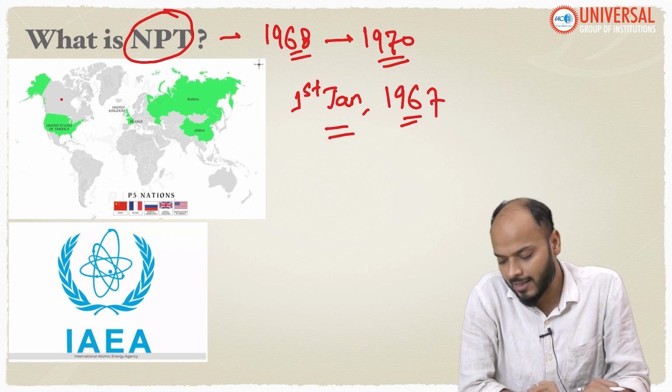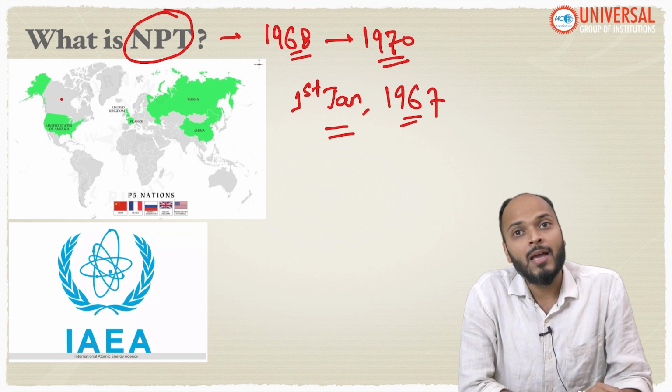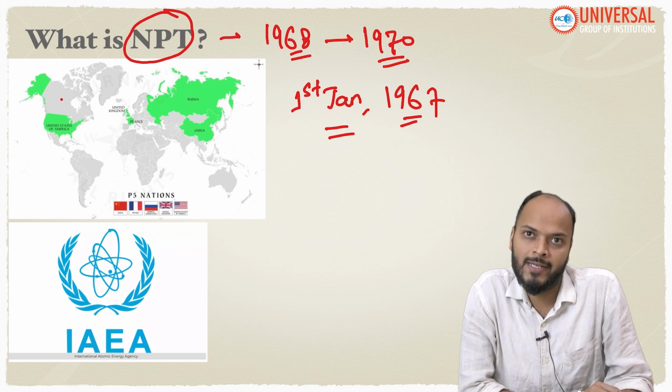So if you sign this treaty, you will not be allowed to keep or make nuclear weapons, and all your nuclear facilities will come under the UN watchdog, that is the IAEA, right?